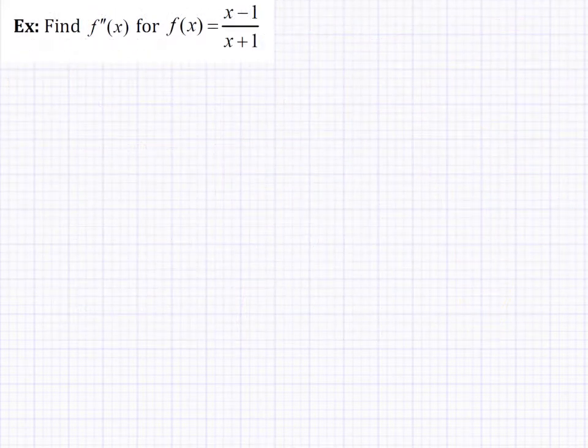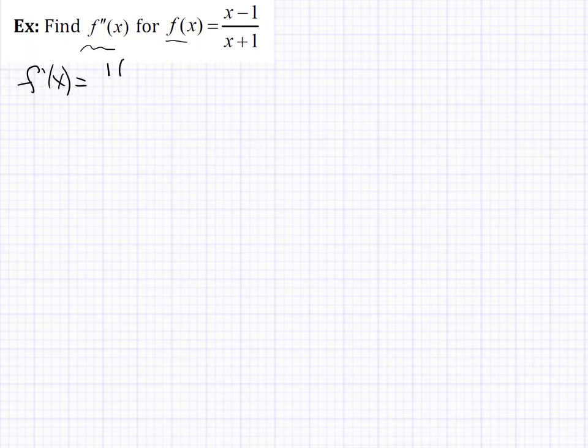All right, so I could ask you to find the second derivative for this function. That's what this is asking me to do. This is notation for the second derivative, and this is my function. In order to find the second derivative, I need to find the first derivative. So, this is a quotient, so I'm going to use the quotient rule. My first derivative would be the derivative of the numerator, which is 1, times the denominator, minus the derivative of the denominator, which is 1, times the numerator, all over the denominator squared.